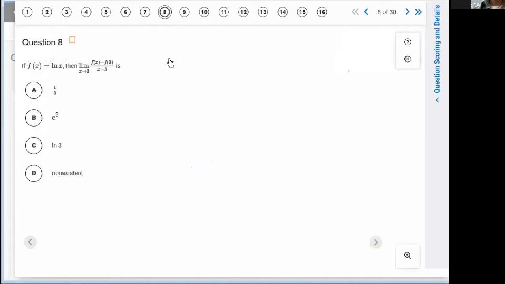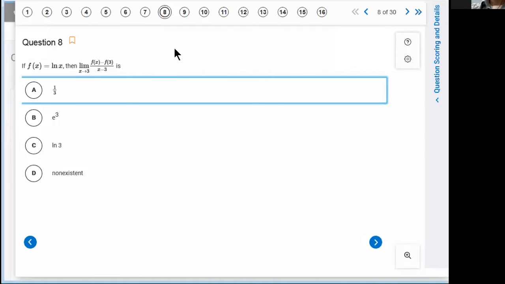Okay, so this one here, oh my gosh. When you see this question, you're like, I don't want to do limits. I hate limits. But I want to remind you that this is actually the definition of a derivative. This is a definition of a derivative.